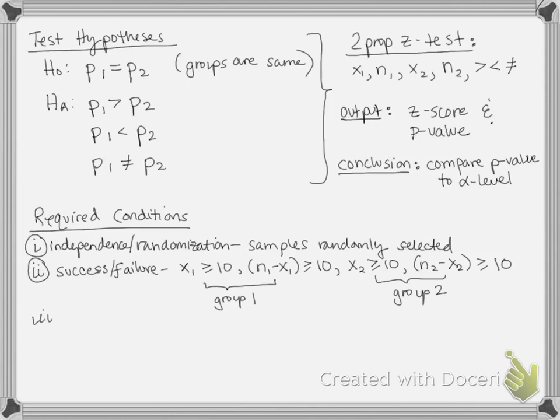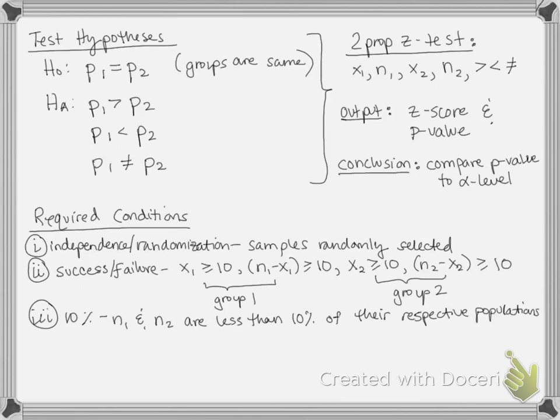And then finally, the 10% condition. We want to make sure that N1 and N2 are less than 10% of their respective populations. And if we verify that our conditions have been met, then we are able to either make an interval or run a test. So now you can go ahead and keep watching the videos to find examples for 2-prop z-tests and intervals.